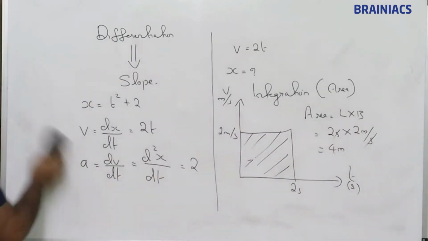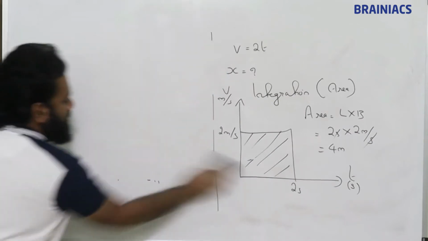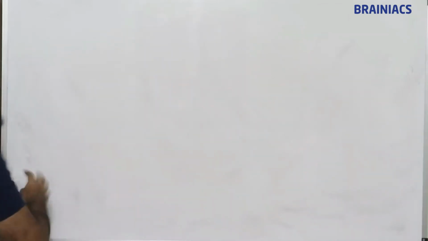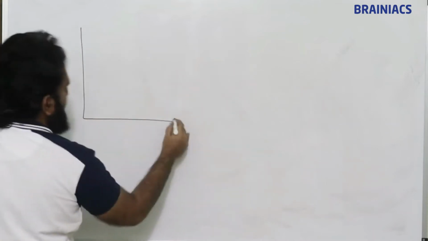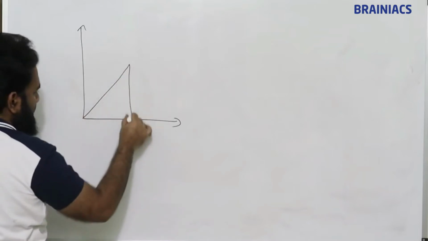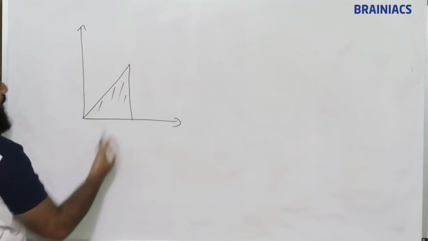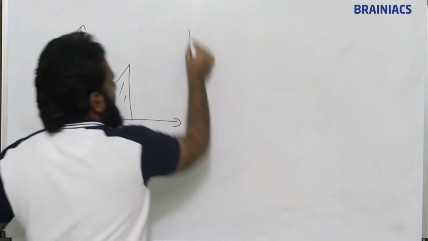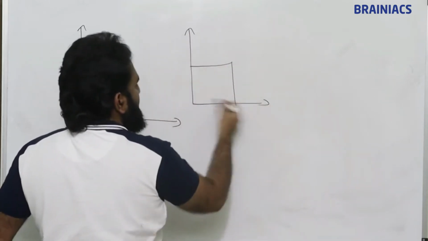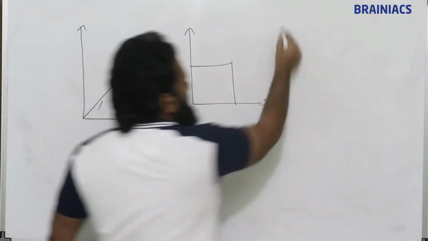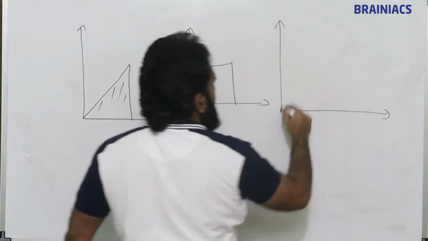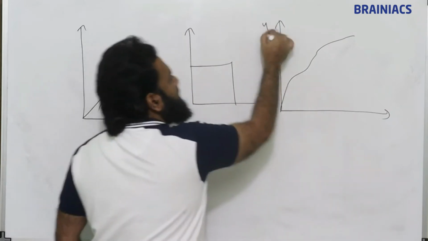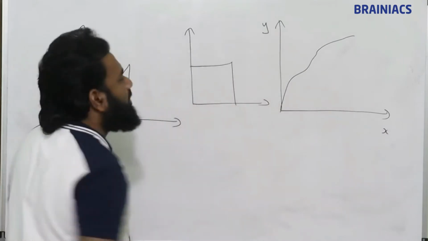Okay, note this down. Suppose we get a graph and we need to find this area, what will we do? We have formulas. Using the formula for a triangle, we will find it. If we get another shape like a triangle or square, we will find it. Suppose we get a curve like this, with y and x axes, and we need to find its area. What will we do?